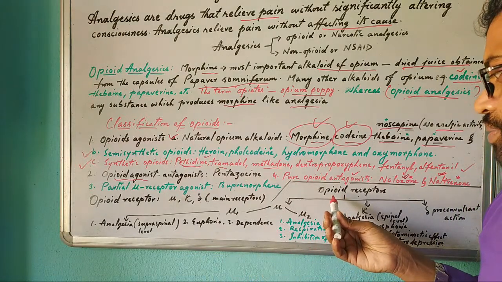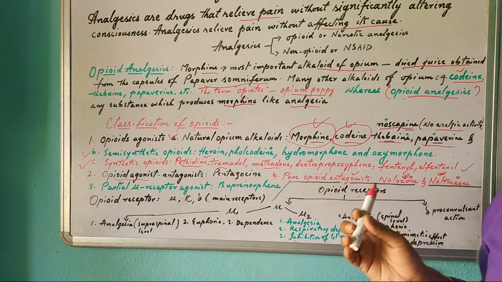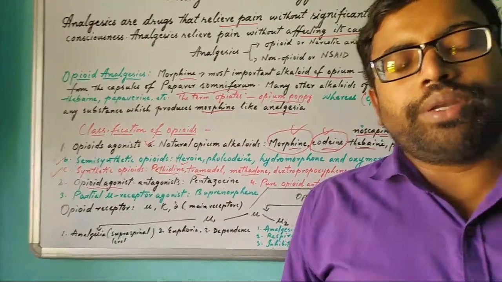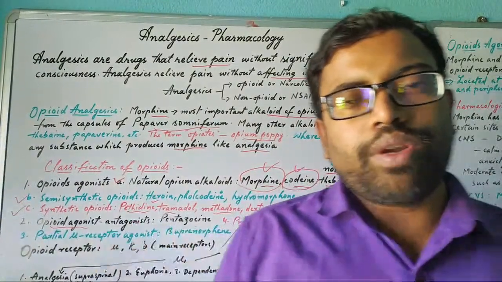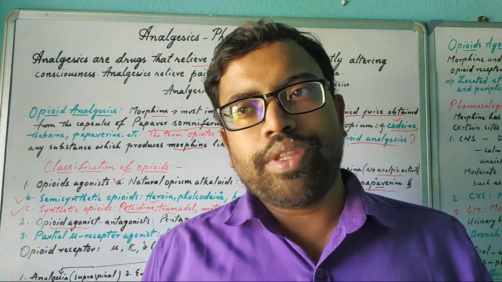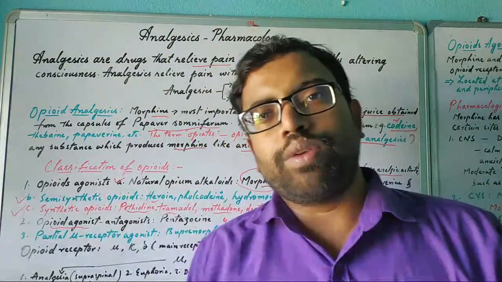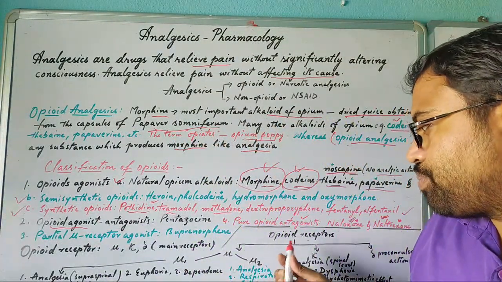According to the name, it has receptors. These receptors are present in the brain, particularly in the midbrain, medulla, brainstem, and amygdala. These are involved in pain perception, particularly the medulla. So these are the areas of the opioid receptors.